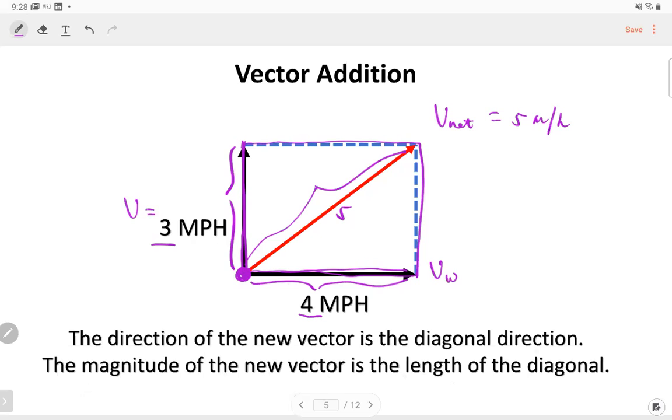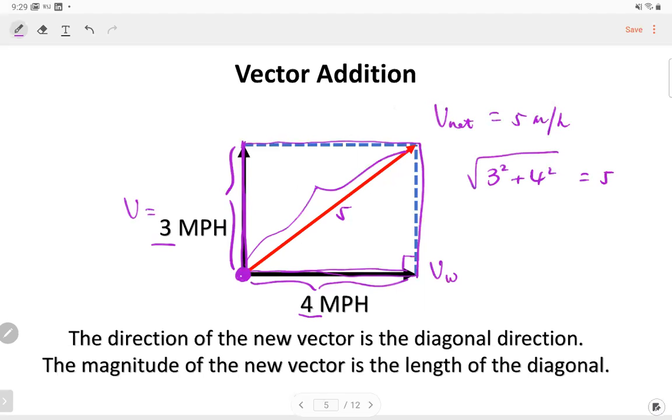And we can also calculate the magnitude of this vector, because we know this is a right triangle. So we can use the square root of 3 squared plus 4 squared, and you get 5. That's the magnitude of the diagonal.